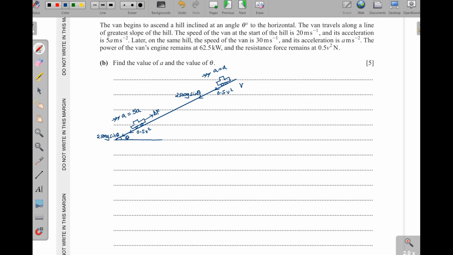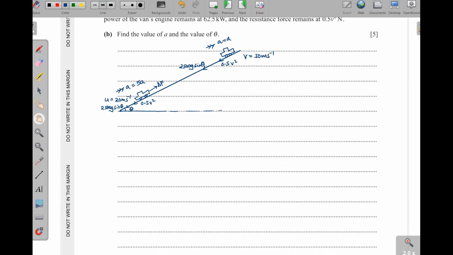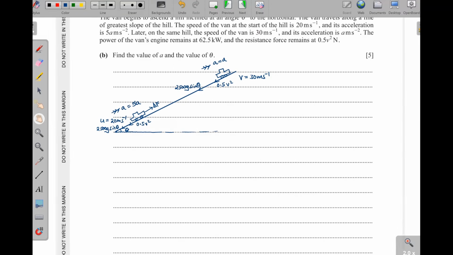Now at this point, the speed, they say, is 30 meters per second. And here, the initial one is 20 meters per second. You see that? Now I think I've put down whatever I need. Using Newton's laws of motion, we are going to use F is equal to ma. So let's see what is happening here.